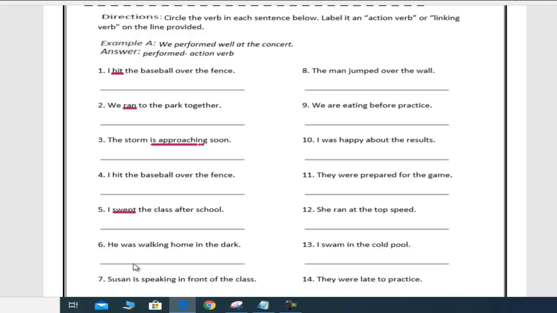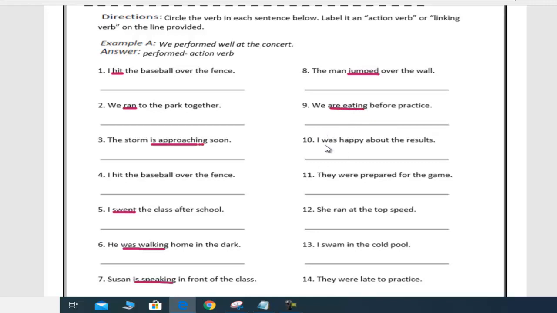He was walking home in the dark. Was walking is an action verb. Susan is speaking in front of the class. Is speaking is an action verb. The man jumped over the wall. What did the man do? He jumped, so it's an action verb. We are eating before the practice. What are we doing? Are eating. It's a verb phrase. It's an action verb as well.